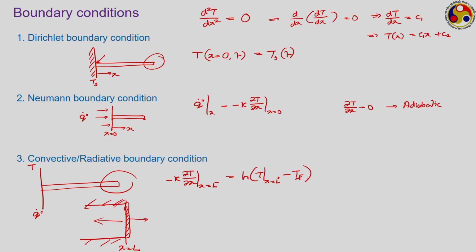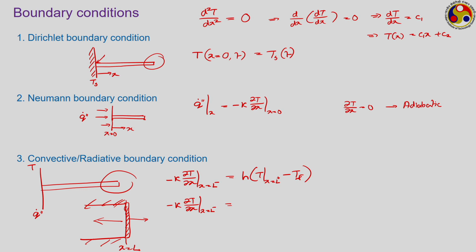This condition is known as the convective boundary condition, where we are equating the conduction heat flux with the corresponding convective heat flux. In certain cases, instead of convection, we may have radiation. In the same way we can write the conduction heat flux, minus k ∂T/∂x at x equal to L, should be equal to the corresponding radiative heat flux.